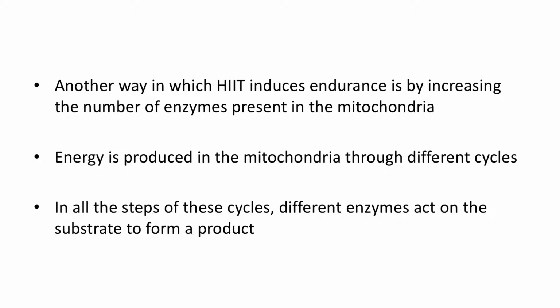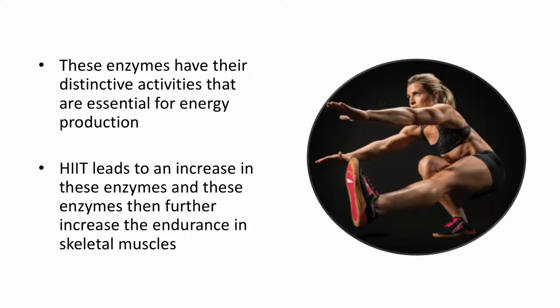Another way in which HIIT induces endurance is by increasing the number of enzymes present in the mitochondria. As mentioned earlier, energy is produced in the mitochondria through different cycles. In all the steps of these cycles, different enzymes act on the substance to form a product. These enzymes have their distinctive activities that are essential for energy production. HIIT leads to an increase in these enzymes, and these enzymes then further increase the endurance in skeletal muscles.